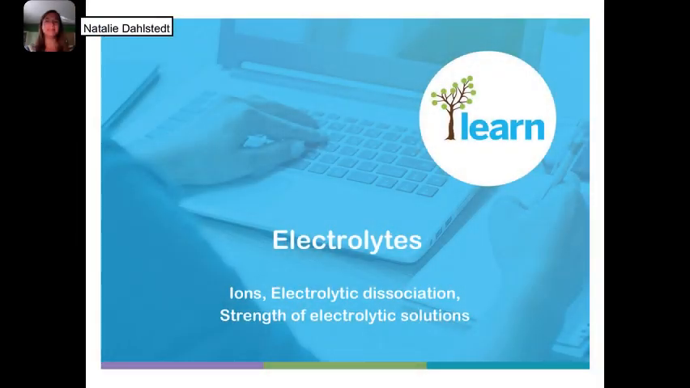A deeper look into electrolytes. They are formed with ions. They are from an electrolytic dissociation. We'll have a look at their strength once the electrolytes are in solution.